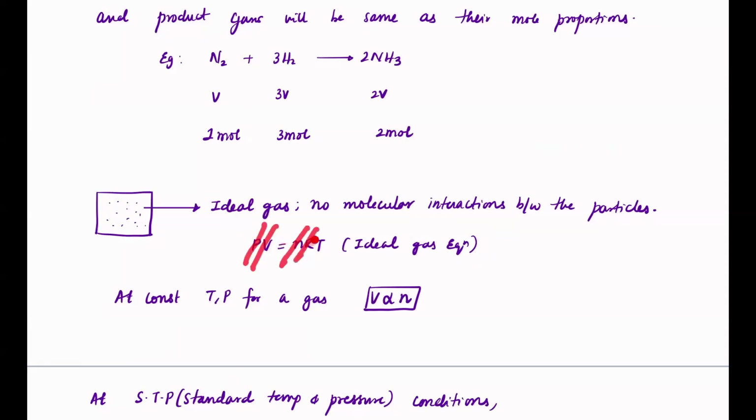How do we prove it? We'll see in the next topic. Here we just need a formula. So PV is equal to nRT. P represents the pressure of the gas, V is the volume of the container, n is the number of moles, and T is the temperature.